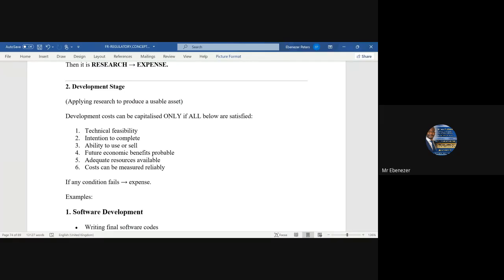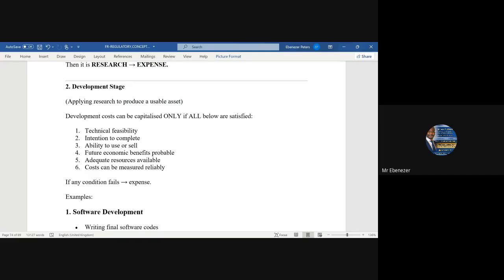You are satisfied that there is an intention to complete it. Not that you intend to complete it and you do nothing about it. You intend to complete the project. That is the second criteria. Number three, you know that after completing the project, you can use or sell the product. It's very, very important. Use or sell. Ability to use or sell.